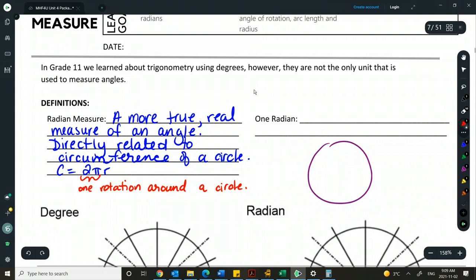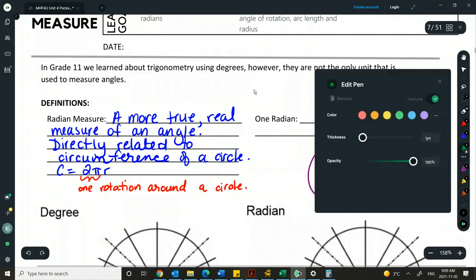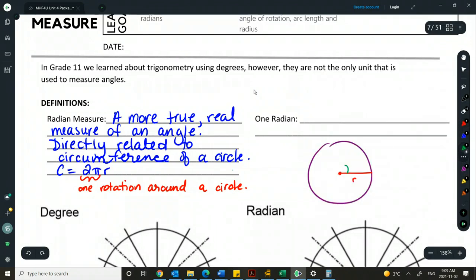So if this is my circle and I have the radius of that circle right here, I would need to rotate this from here a certain amount to make this red part right here, the radius, as if I had a string, wrap around this part and make those two things equal. Okay? So this is 1 radian in here to make these equal. And we abbreviate radians just with RAD.